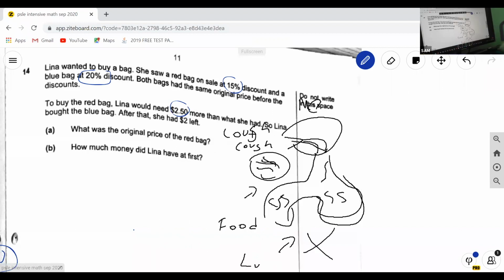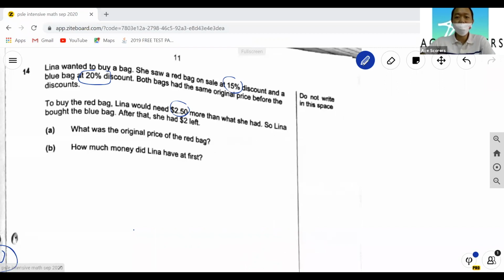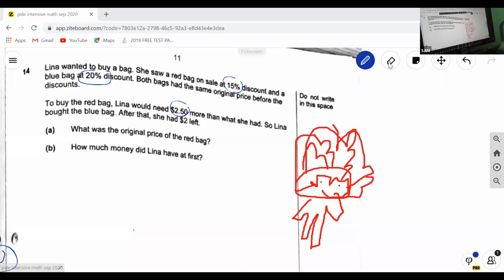Can we stop the annotation first? Just tell them to disable it. Never mind, still can write.